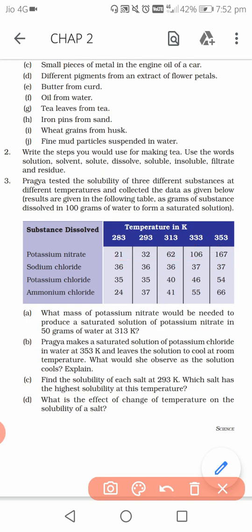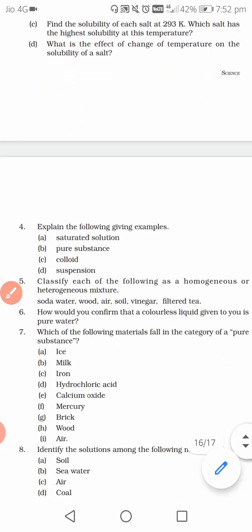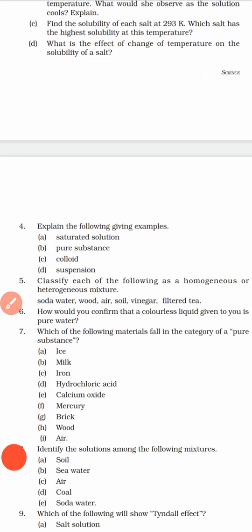Alright. Then next one, number 4. Explain the following giving examples. Saturated solution. We already discussed these things. What is a saturated solution? You know this. You can write it down. Pure substance, colloid, suspension. We know all these things. We have discussed them several times. So this one you try. If you find any difficulty, tell me. I will give you the answer.